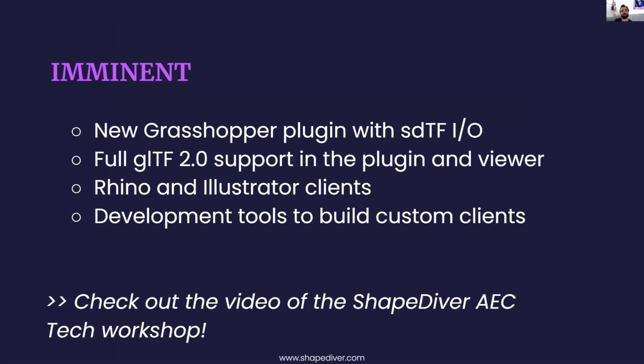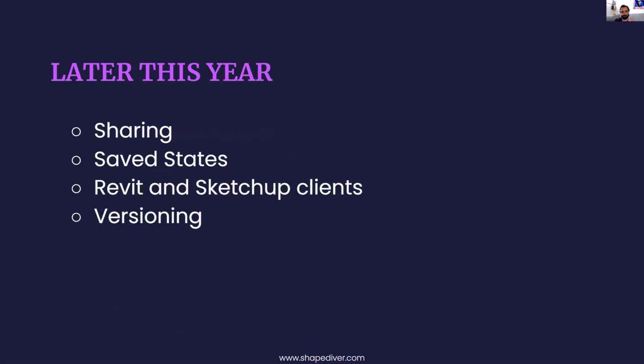So I'll do this in literally 20 seconds. What's our timeline? We're releasing the new Grasshopper plugin with SDTF input and output imminently. It's really happening. The closed beta is going to start in a few days. We have full GLTF2 support on top of SDTF, which I didn't mention, but it makes it very powerful for web applications. The Rhino and Illustrator clients are going to be in the first version, and we already have a lot of development tools to start building all other custom clients. If you want to know more, you can look at the Shapediver AECtech workshop video that was recorded.